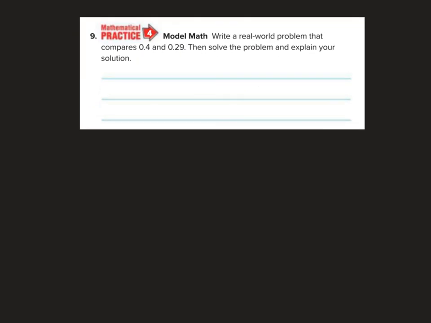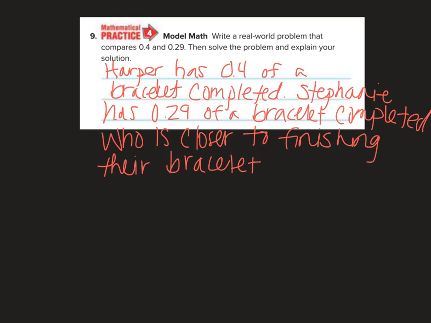All right, here we have model math. Write a real-world problem that compares 4 tenths and 29 hundredths and solve the problem and explain your solution. Okay, here's what I came up with. Harper has 4 tenths of a bracelet completed. Stephanie has 29 hundredths of a bracelet completed. Who is closer to finishing their bracelet?